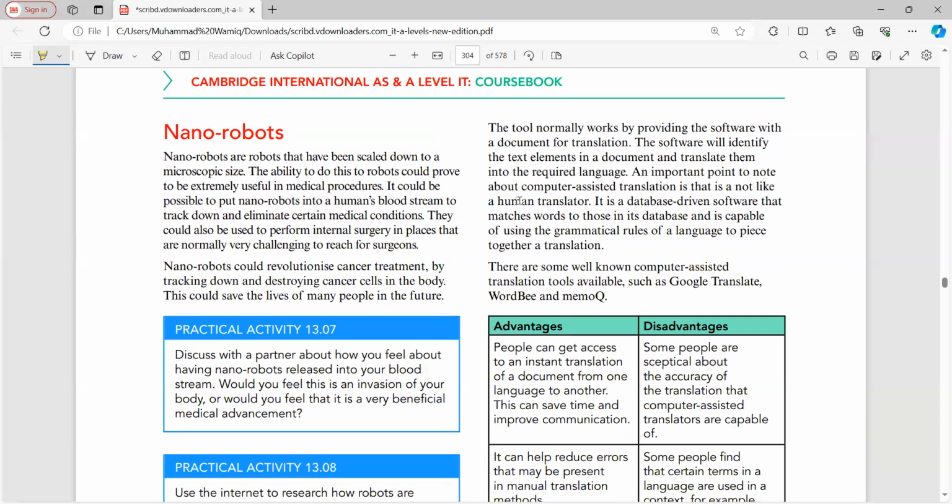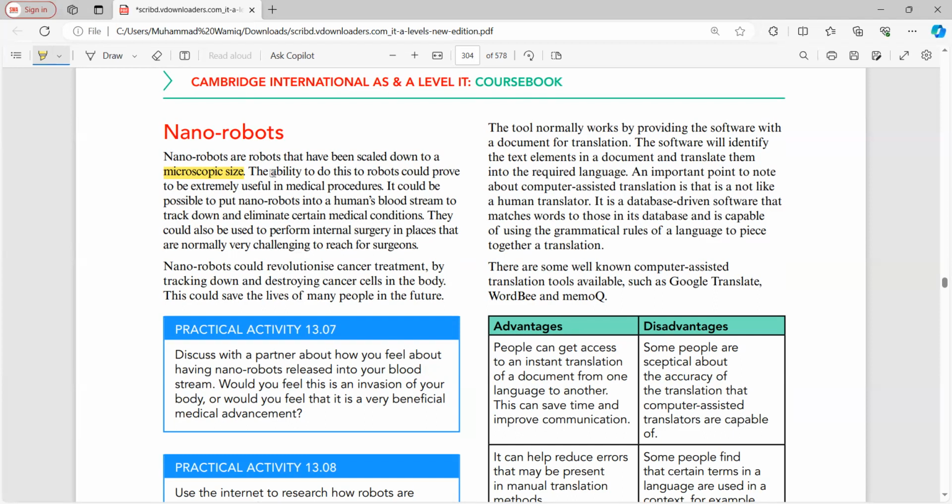I can also take the example of nanorobots. Nanorobots are basically robots that are scaled down to microscopic size. That means they can prove extremely useful in medical procedures. For example, a basic example is that we put nanorobots into human bloodstreams to track down and eliminate certain medical conditions.